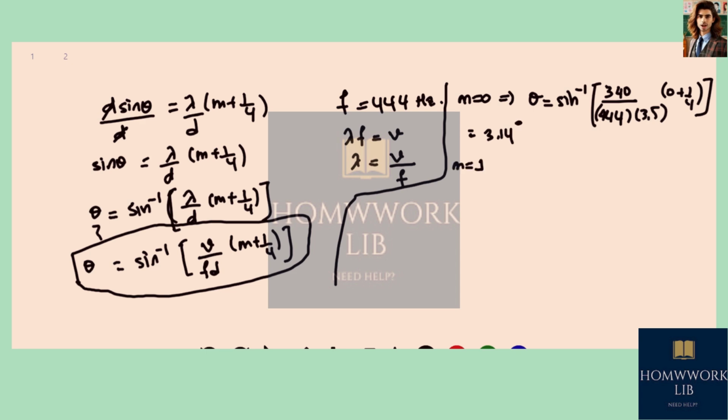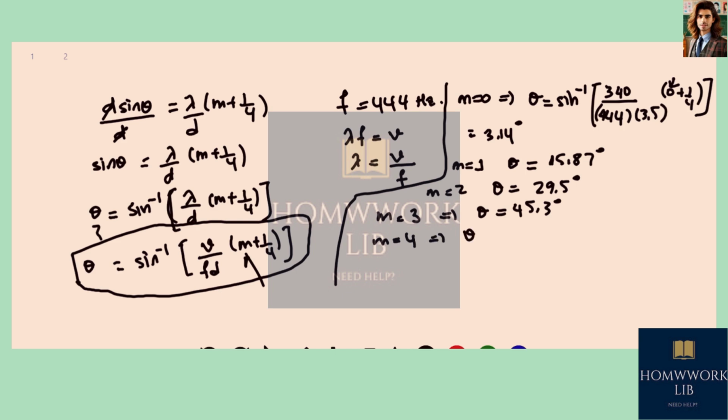If we do the same for m equals 1, the only term that changes is m, from 0 to 1, but the rest is the same. I'm just going to write the answer here, but you know what to change in this equation. We are only varying m. For m equals 1, theta is 15.87 degrees. For m equals 2, theta is 29.5 degrees. For m equals 3, theta is 45.3 degrees. For m equals 4, theta equals 86.41 degrees.